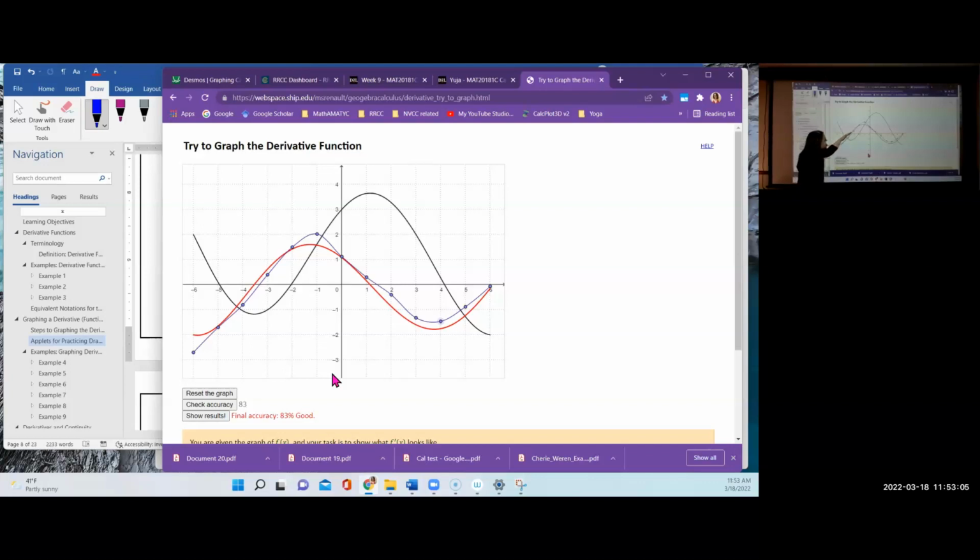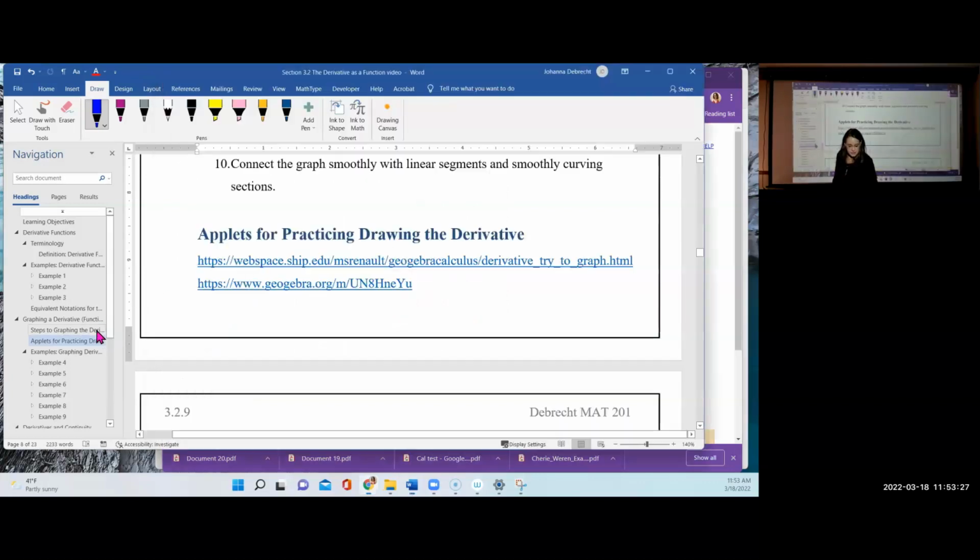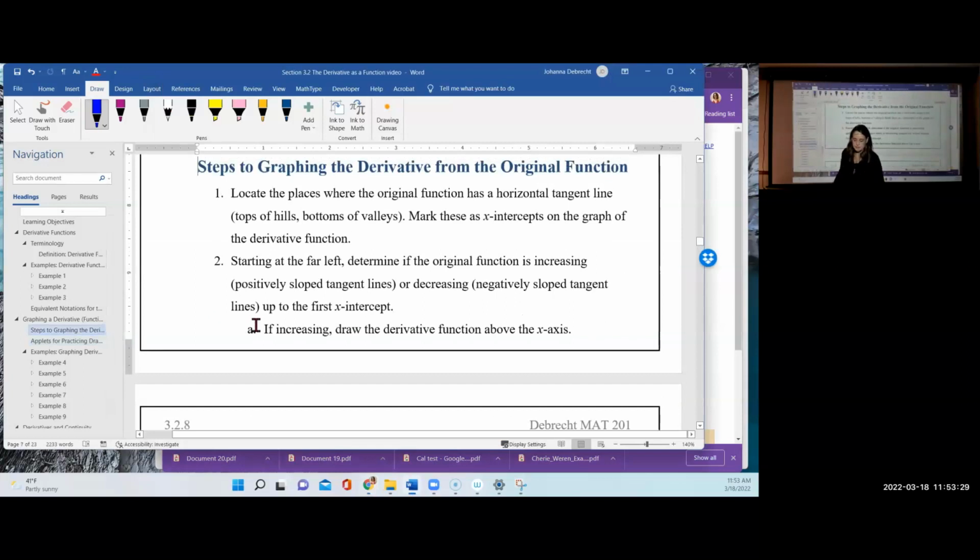Then it comes uphill. It doesn't go quite as high as I drew it, but it looks relatively close to the graph. I've done an outstanding job of getting the graph of the derivative to look very close to its true value. This is all we're trying to do right now. Let's now go back to the notes and take a look at the steps to graphing the derivative.